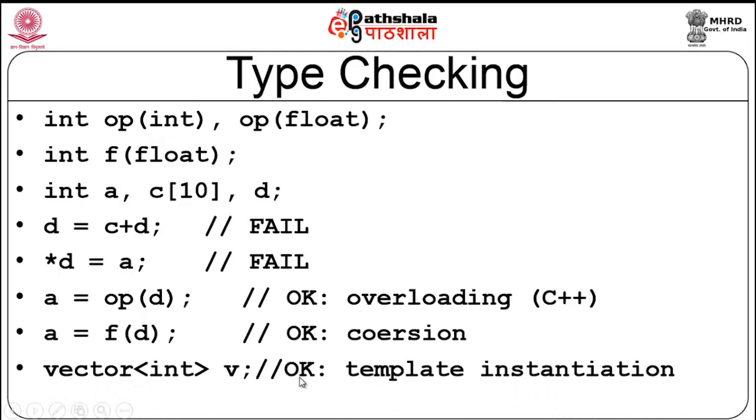Vector of int v semicolon. This is a declaration for the vector whose argument is an integer and whose variable is v, and this is okay because this will result in templates in C++.